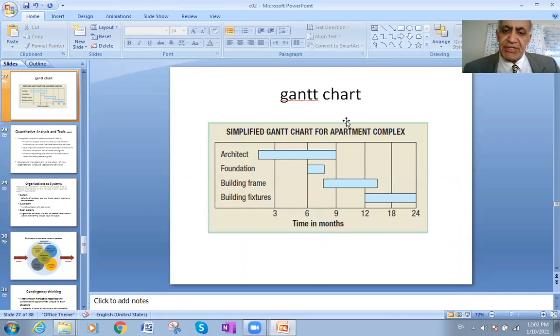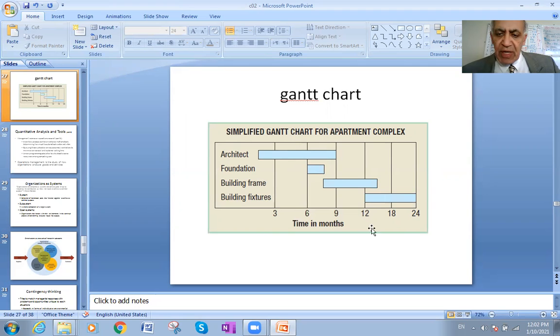This is called a Gantt chart. It shows me what the common areas are. For example here, the architect will take from week 3 to week 9. Foundations will come from week 6 to the half of week 7. But the architect, the foundation and the building frame will all be on the job from week 6 to week 9. Those three departments will be in process.